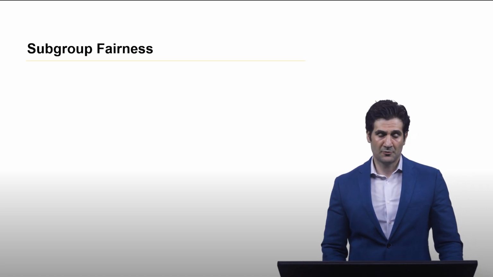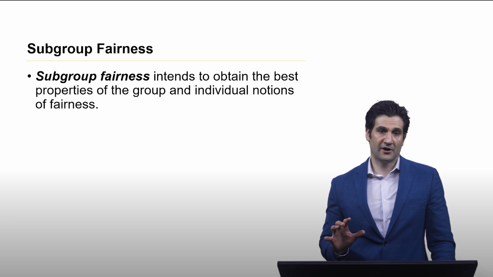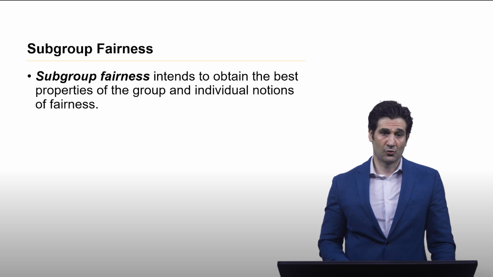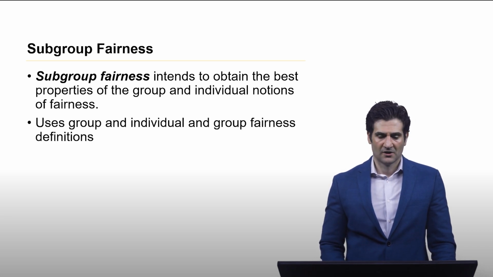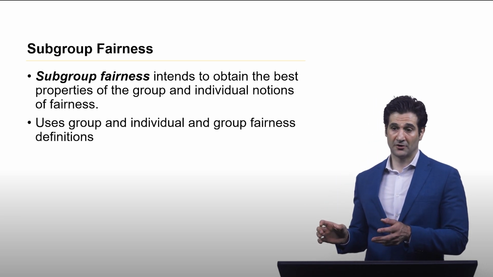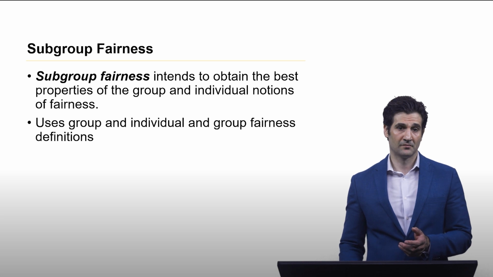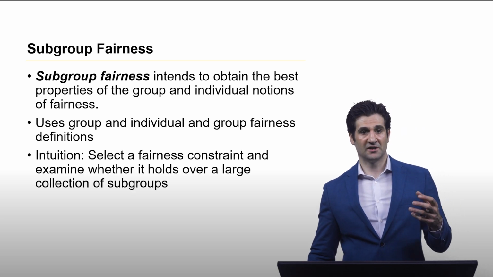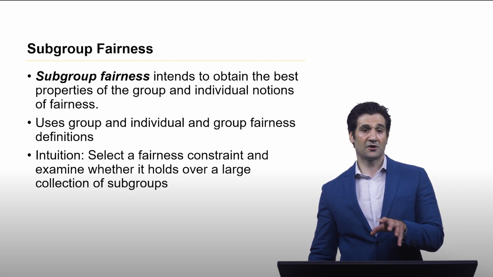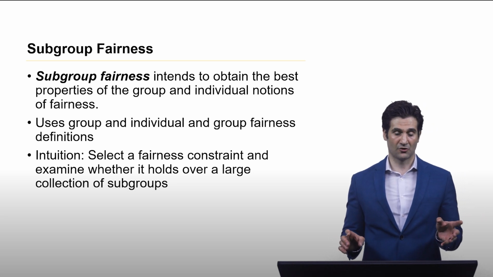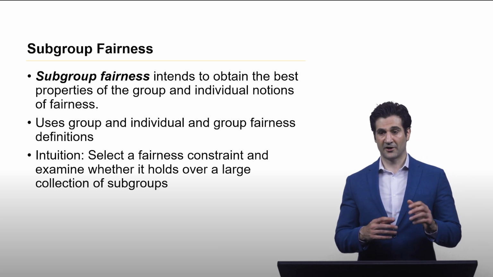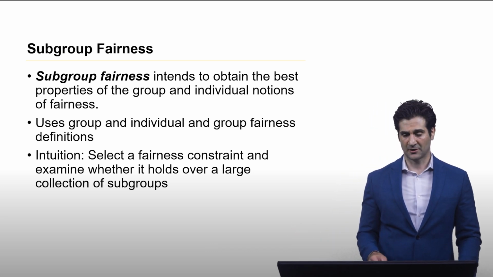So then the third type is subgroup fairness. And subgroup fairness, the idea here is we're trying to have the best of both worlds. And so this can leverage some of the ideas from both individual and group fairness. And the intuition is select a fairness constraint and see whether it holds over a large collection of subgroups. So you have all these subgroups within a group, and then any definition from either individual or group fairness, you see if there is parity across the subgroups.